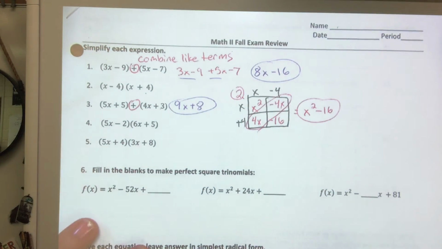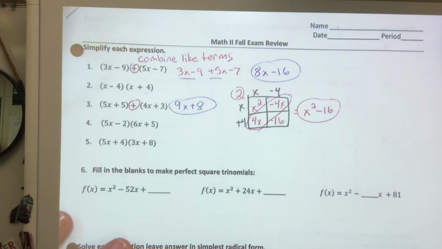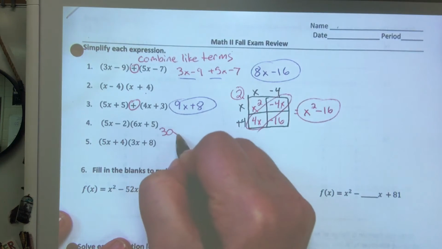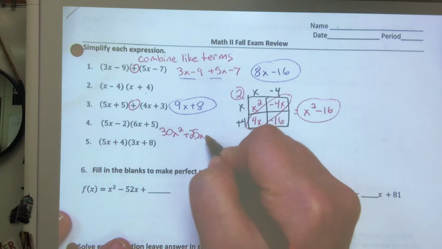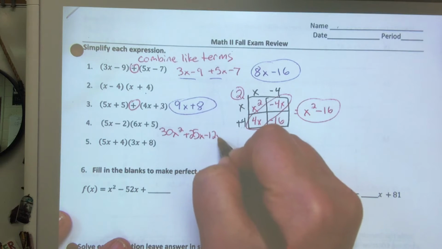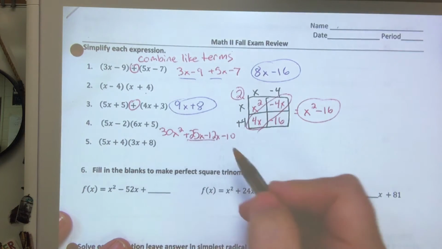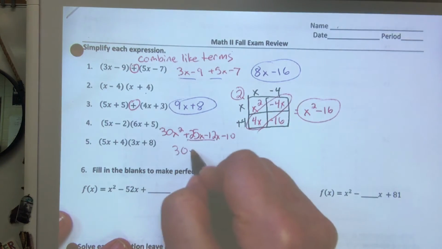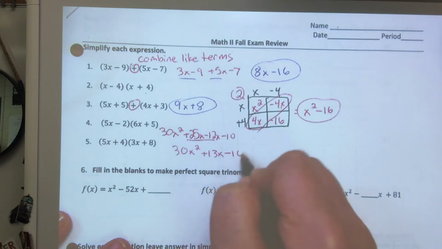Number 4 and 5, I'm going to go ahead and just write the answers. You can do the box method again. You could do FOIL, whatever method you're most comfortable with. So the answer to number 4 is 30x squared plus 25x minus 12x minus 10, and then I would get 30x squared plus 13x minus 10.